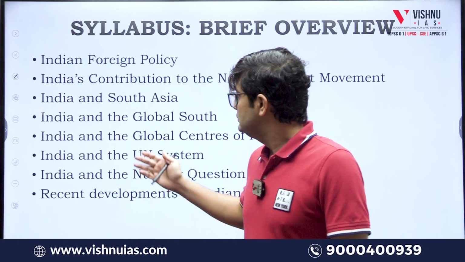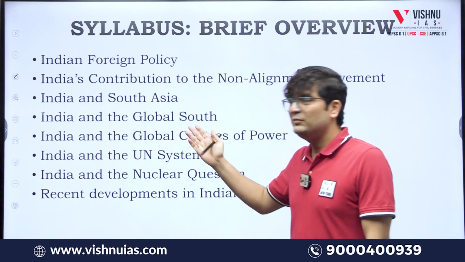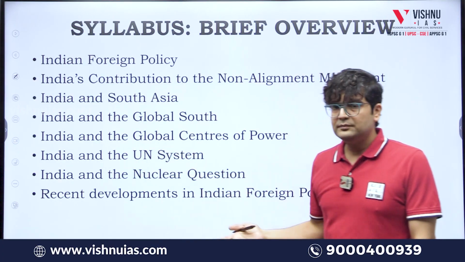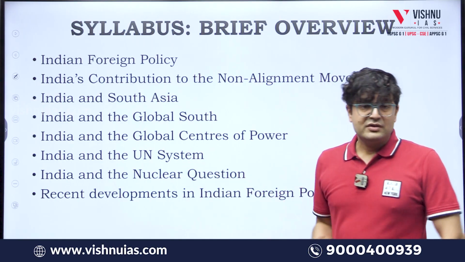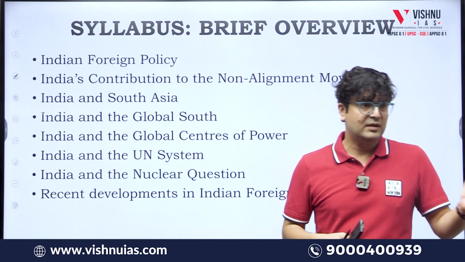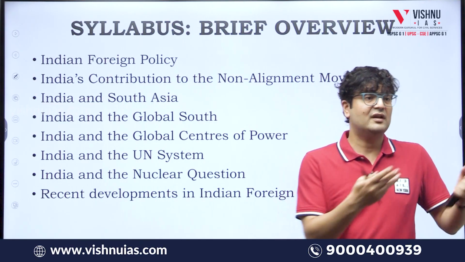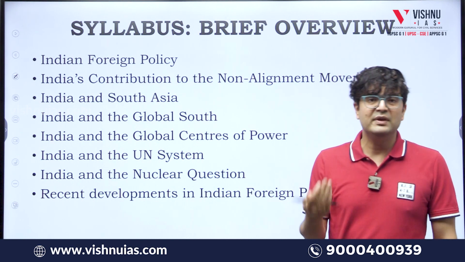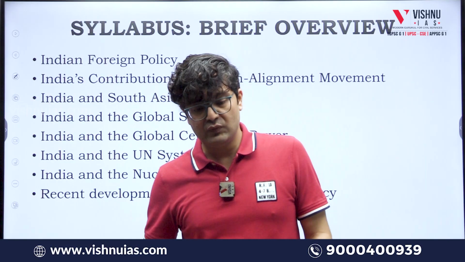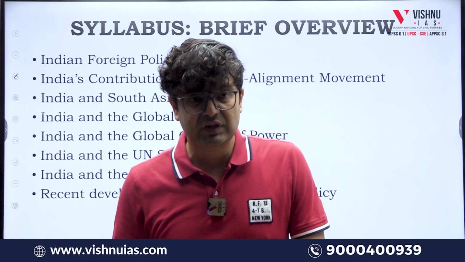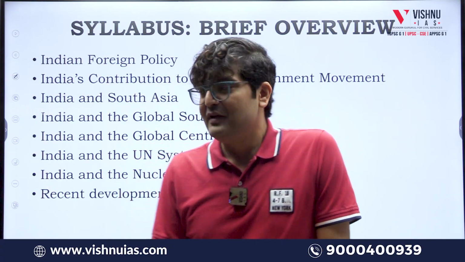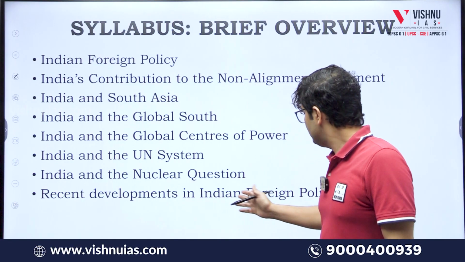Okay. So India and the global South, meaning the Latin American countries, Africa, etc. Then India and the UN system. And then India and nuclear question. We know very well, we are also a nuclear power with our neighbors. What is our policy, right? What is their policy? What should the global order be, right? We have our neighbors with nuclear weapons. Should we still have no first use policy, or should we simply change our structure and follow first use like Pakistan, right? And then recent developments in Indian foreign policy.